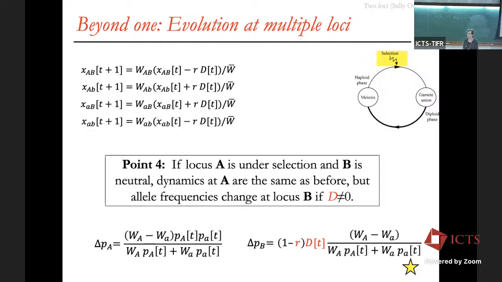Yeah, individual haplotypes. But now I'm saying B is neutral. I'll write that up. We only have selection and fitness differences that depend on A. We'll put it back in a minute. That's why I erased it.